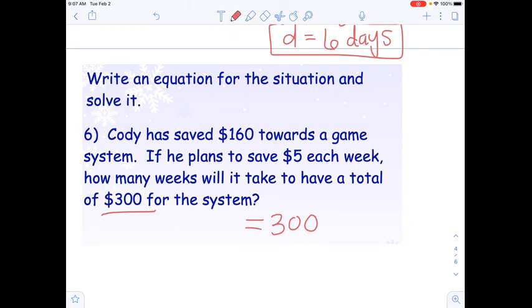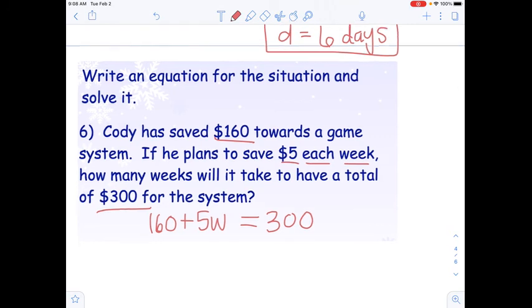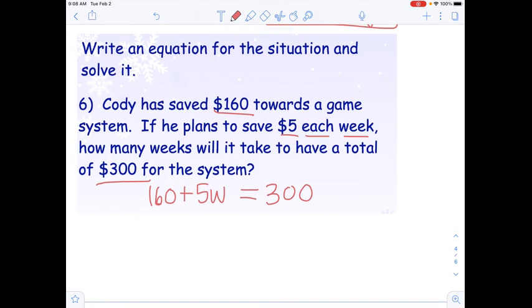And then I know he's already saved $160. So I'm going to write it as $160 plus, and then he's going to save $5 each week. Well, each is multiplication, so I'm going to write that as 5w. You could use any variable here. 5 times the number of weeks. So $160 plus the $5 each week he's going to save is going to equal the total of $300.